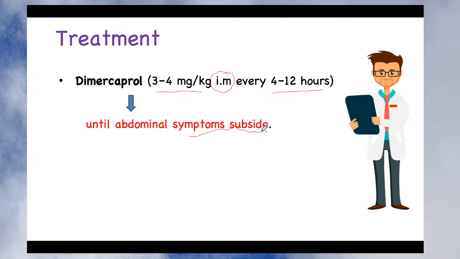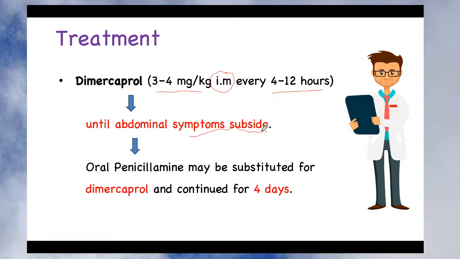Once these abdominal symptoms are reduced, then you can give oral penicillamine. Now you can see how you are giving the treatment. Initially through intramuscular injection, 3 to 4 milligram every 4 to 12 hours until abdominal symptoms subside. And once these abdominal symptoms are reduced, oral penicillamine may be substituted for dimercaprol, and it continues. The dose of penicillamine through the oral route is given for 4 days, so that you ensure there is complete removal of the arsenic from the body. So this is how you can treat the patient suffering from arsenic poisoning.